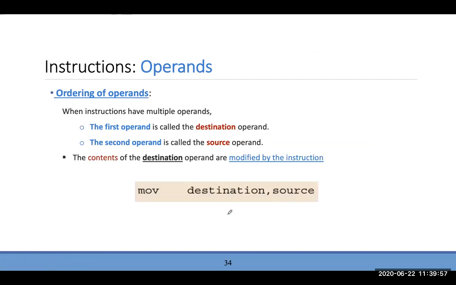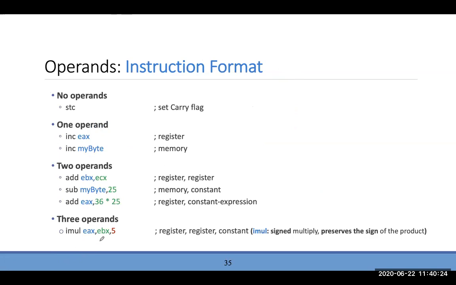When we say add to AL 5, and just imagine if we say move to AL 6, the destination right here is what? AL, and it has a 6. When we say add, we are adding 5 to AL. So AL no longer is 6, right? It's going to be 11. So that's going to be my destination. This is going to be my source. This is the destination. So keep that in mind, all right?